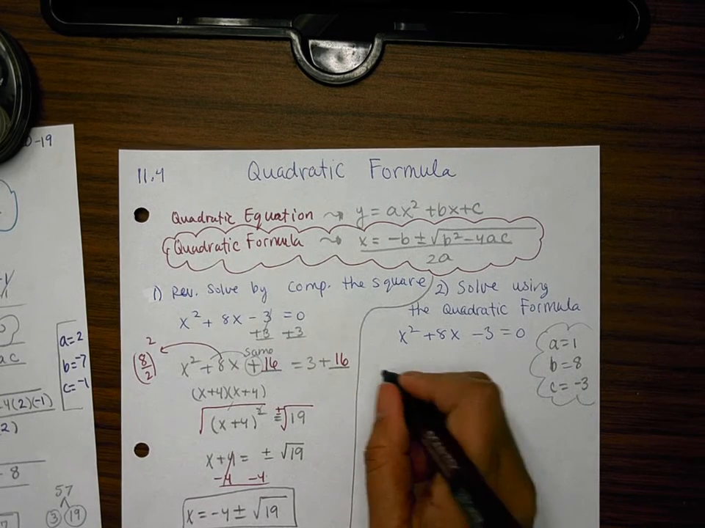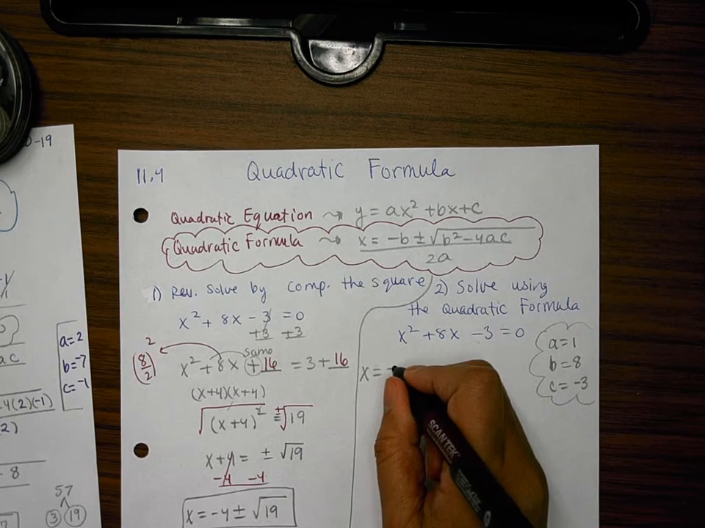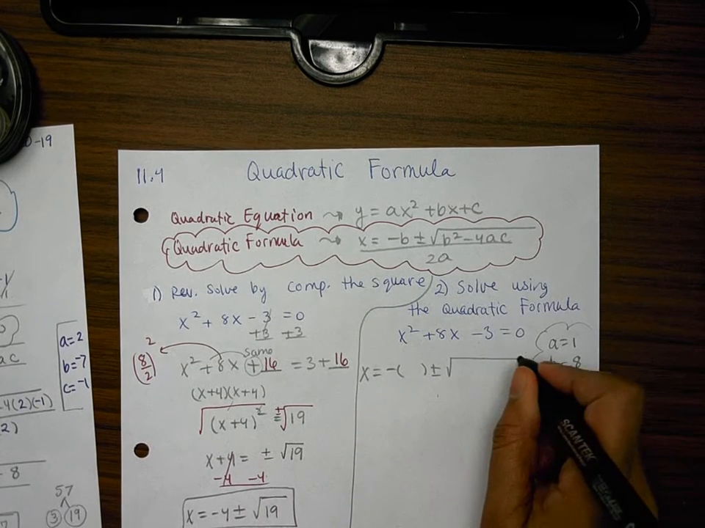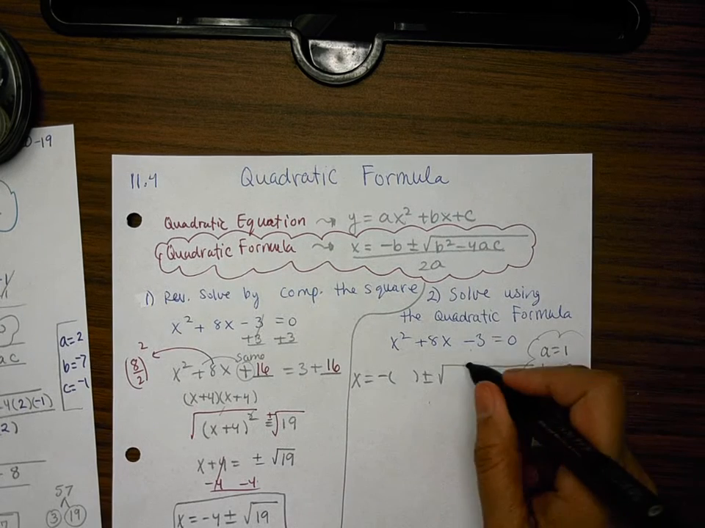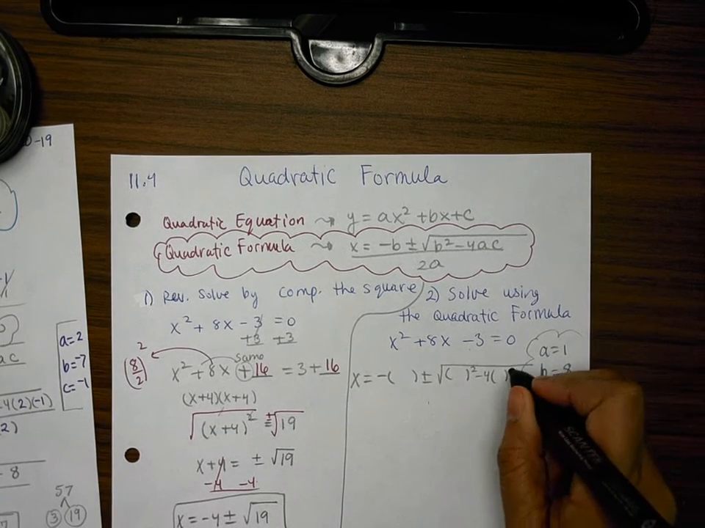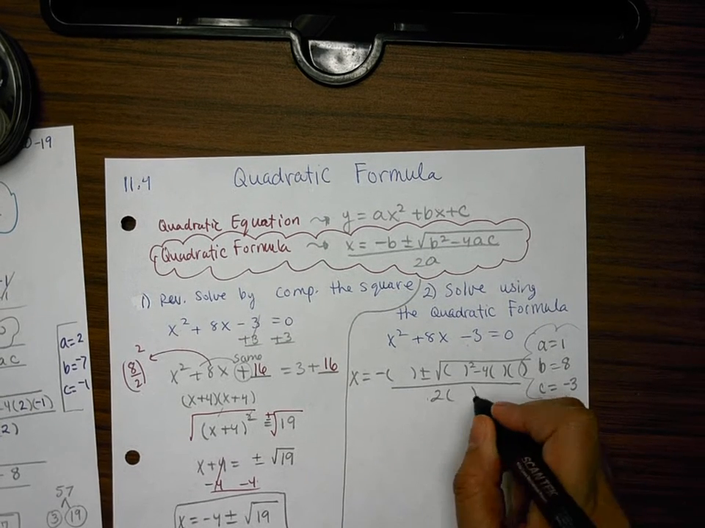Okay, here's what we're going to do. X equals, we're just going to set up the skeleton, and you will have one on the quiz and the test where you have to set the skeleton up just like this. Well, they give it to you, and you have to fill it in. Blank squared minus 4 blank blank all over 2 blank.